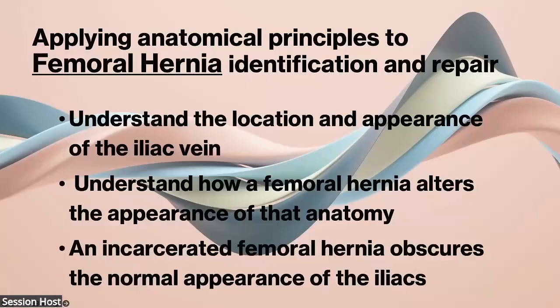Let's talk about femoral hernias first. So we're going to be very practical. Understand the location and the appearance of the iliac vein. So that's your anatomy part. Understand how a femoral hernia alters that anatomy. What makes it abnormal in that patient? An incarcerated femoral hernia obscures the normal appearance of the iliacs.